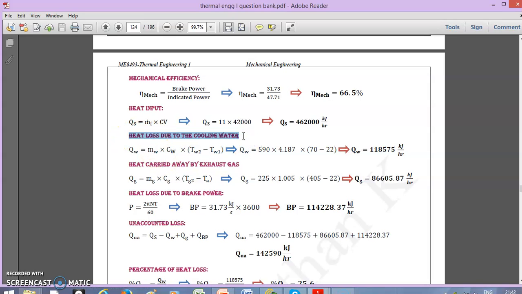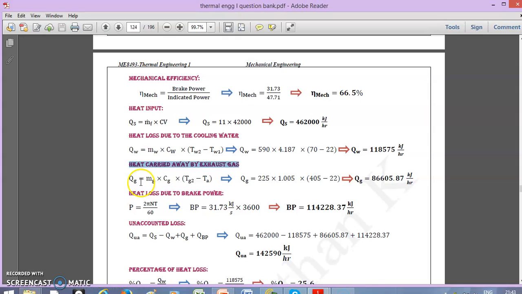And next is heat loss due to cooling water. Since the cooling water is supplied at low temperature and goes out at high temperature, the mode of heat is actually sensible heat. To calculate that, it is m Cp del T, that is mass of water, Cp of water, into the rise in temperature. Mass of water is 590 kg per hour. Cp of water is constant 4.187 kilojoule per kg Kelvin into (70 minus 22). We'll get 1,18,575 kilojoule per hour.